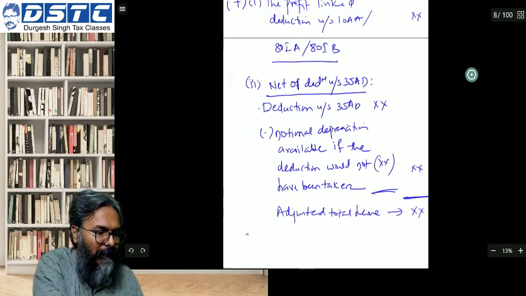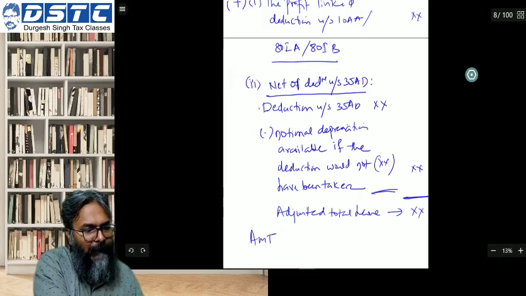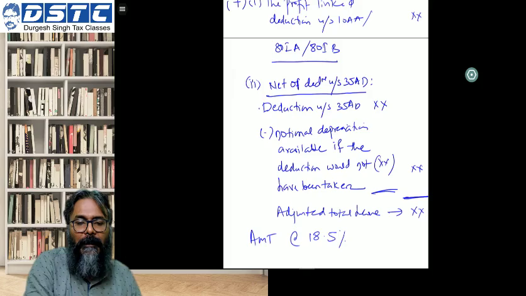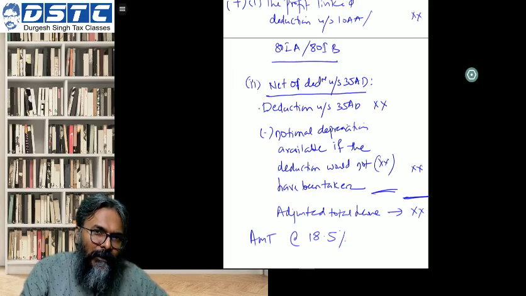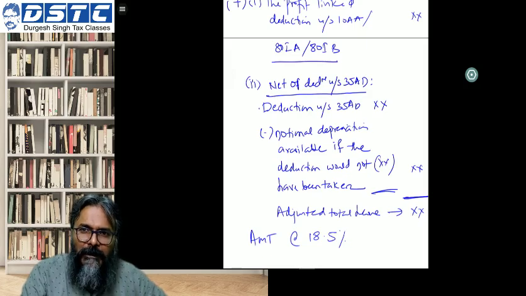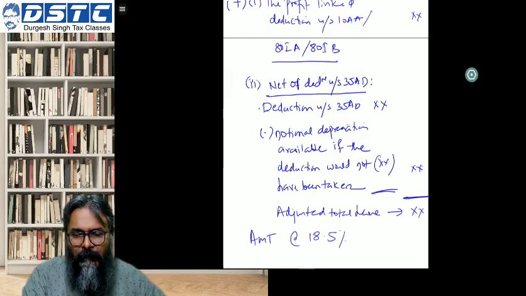And students, thereafter the AMT at the rate of 18.5%. Now, it may so happen that in your adjusted total income there is special income which is already included, but you will be having the AMT only at the singular rate of 18.5%. So that is one thing that we should always bear in mind. The AMT will always be at the singular rate of 18.5%.